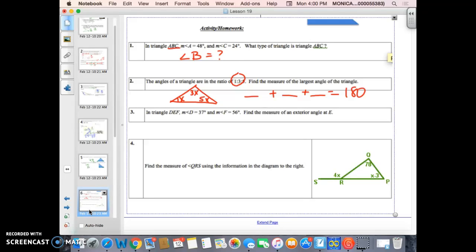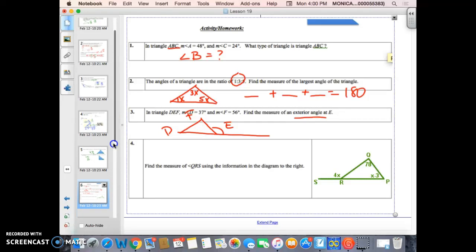Okay. Let's see, in number 3 it says, in triangle DEF, the measure of angle D is 37, the measure of angle F is 56, find the measure of exterior angle E. Okay, so this is going to look something like this. This is the one you're looking for. This is D, and this is F. Okay, and then you can see the same sort of picture on the right.